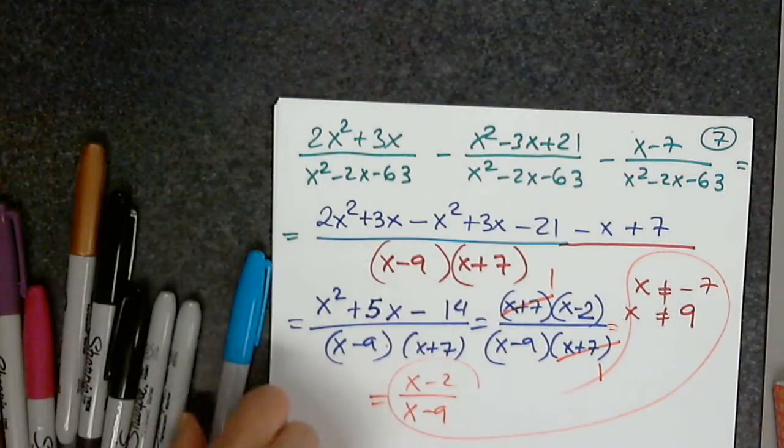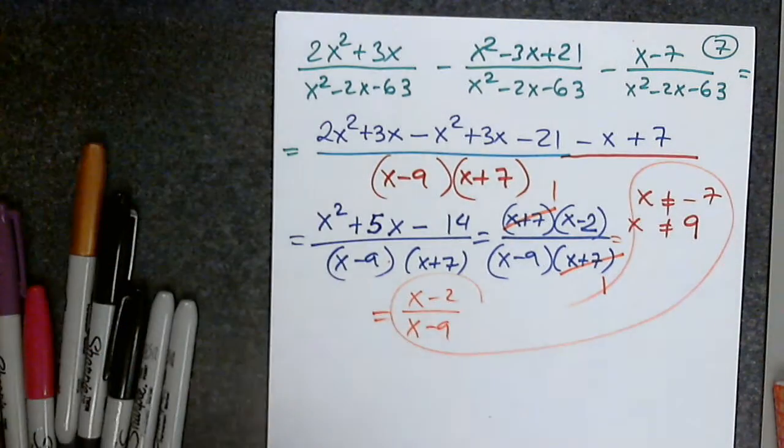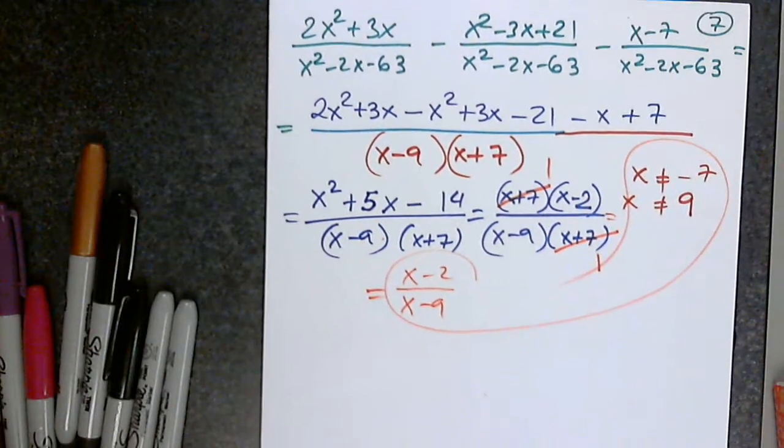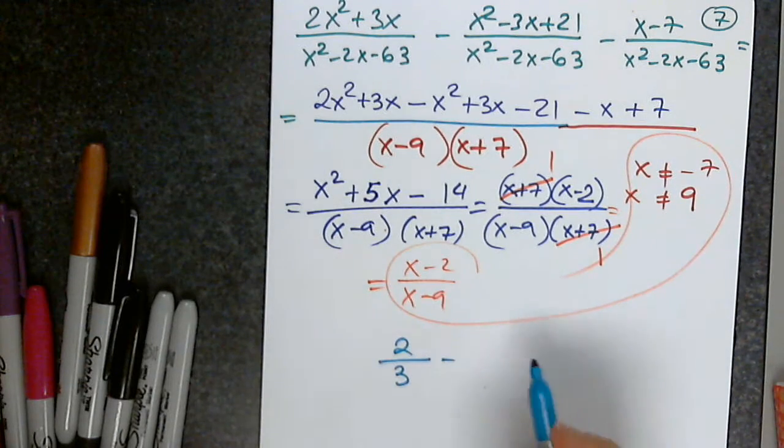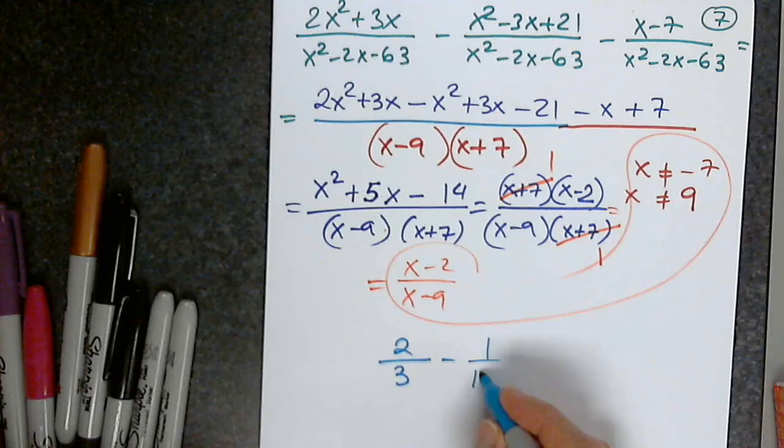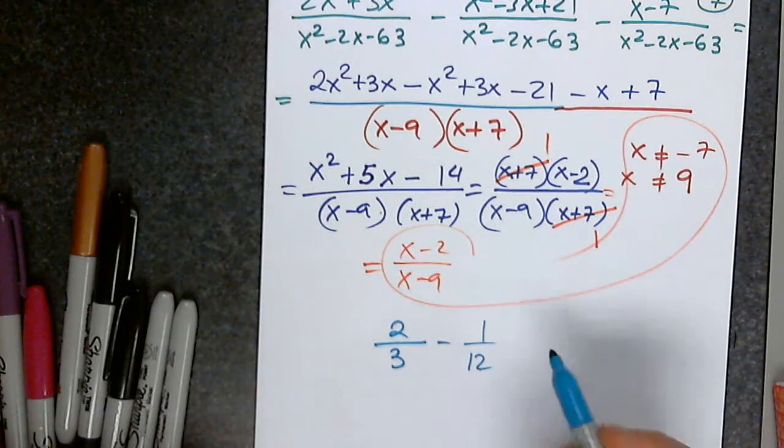So, let me remind you one more time how we approach this with unlike denominators. For example, if I have 2 divided by 3 minus 1 divided by 12, I have to find the LCD.